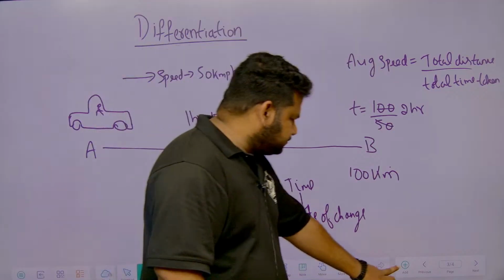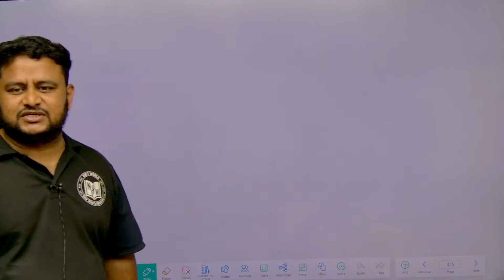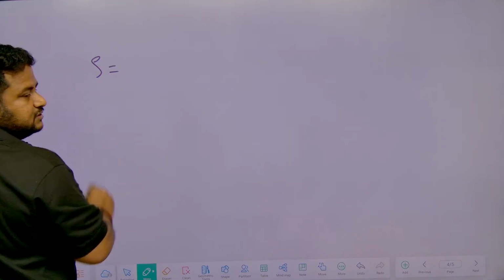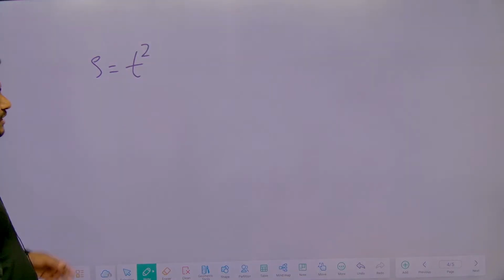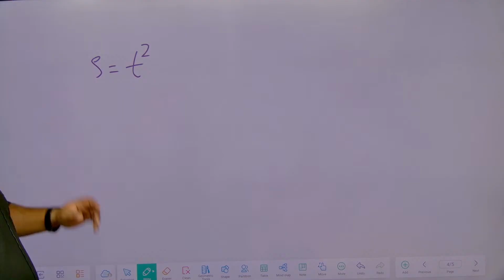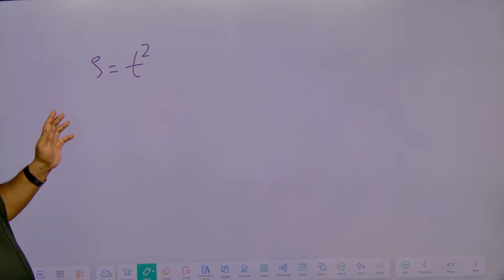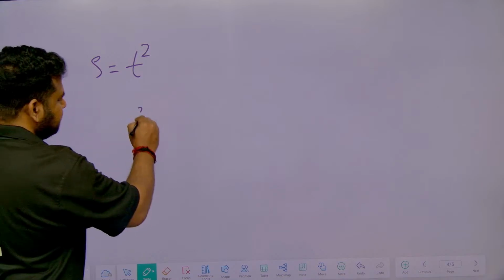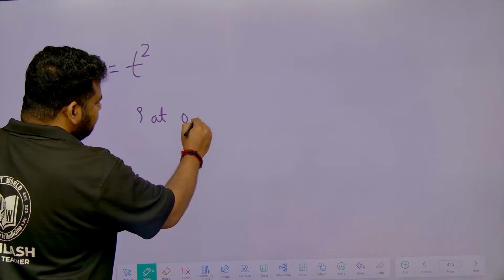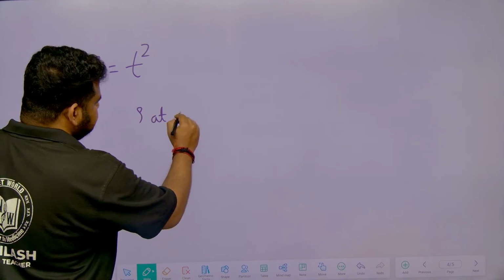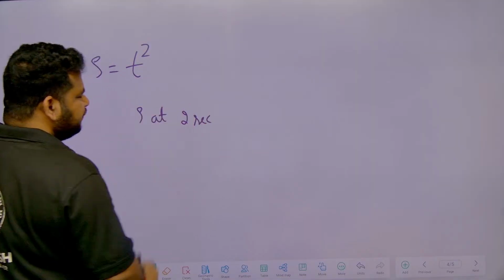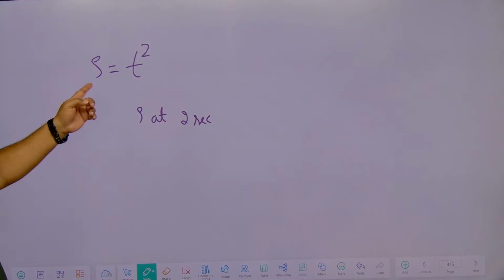Now, suppose speed as a function is given like this: s is equal to t square. S is equal to t square is the function relating speed and time. I want to find out the speed at the time 2 seconds.